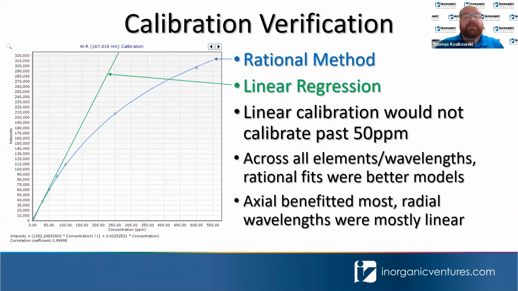But in this case, when we switched to rational, we really were. So we would test the single element standards, some multi-element standards with this rational curve to make sure they landed where we expected them to. And this model works very well. We noticed that Axial benefited a lot from this method, but some of the radial wavelengths did too. But overall, the radials really were linear, and that just has to do with viewing the side of the plasma instead of looking through the cone of the plasma. Makes a big difference in the light that your instrument will see.